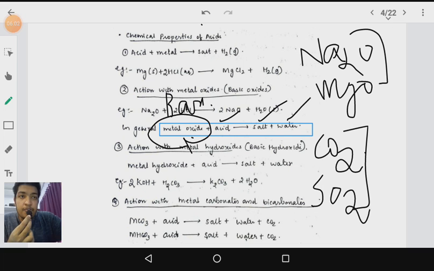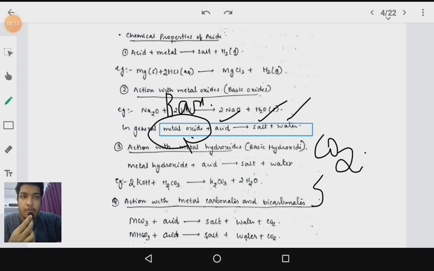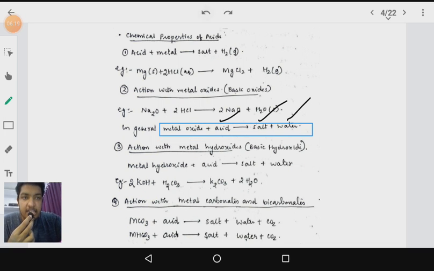So as of now, we have to study this general equation. When a metal oxide is reacted with an acid, it results in the formation of a corresponding salt, and also water. This is the same as the neutralization reaction, so from that we can conclude that metal oxides are basic in nature.